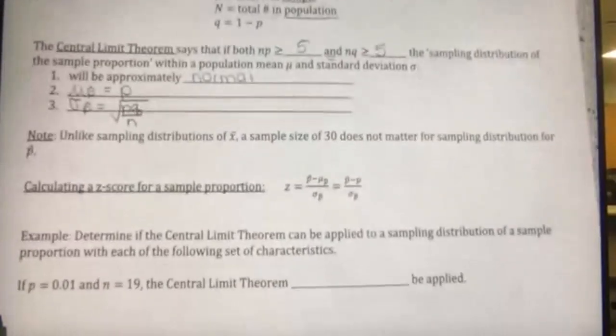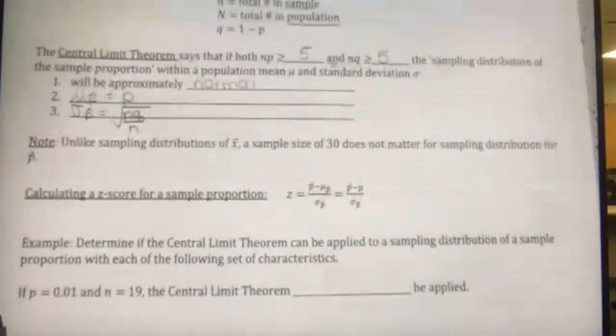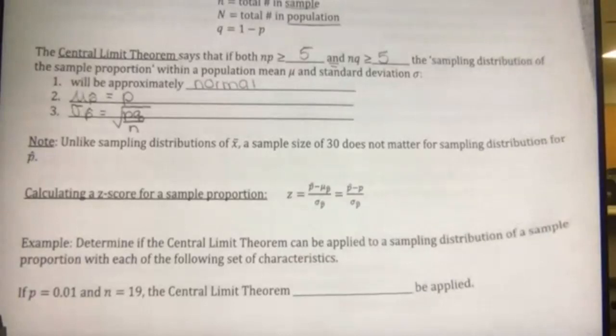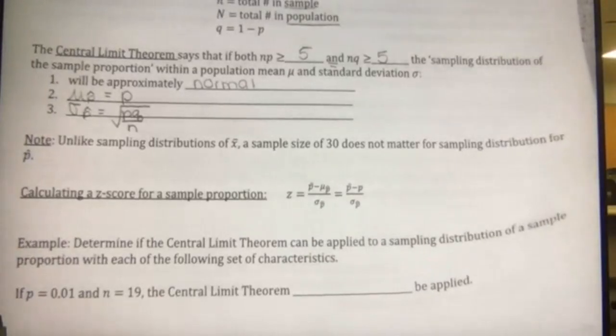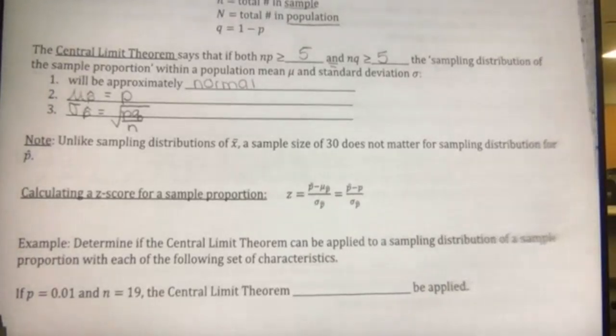So unlike the sampling distribution of X bar, the sample size of 30 doesn't matter. The 30 part isn't a thing anymore. We're talking about n times p has to be greater than or equal to 5, and n times q has to be greater than or equal to 5. Bear with me, let's do an example and then we'll come back.